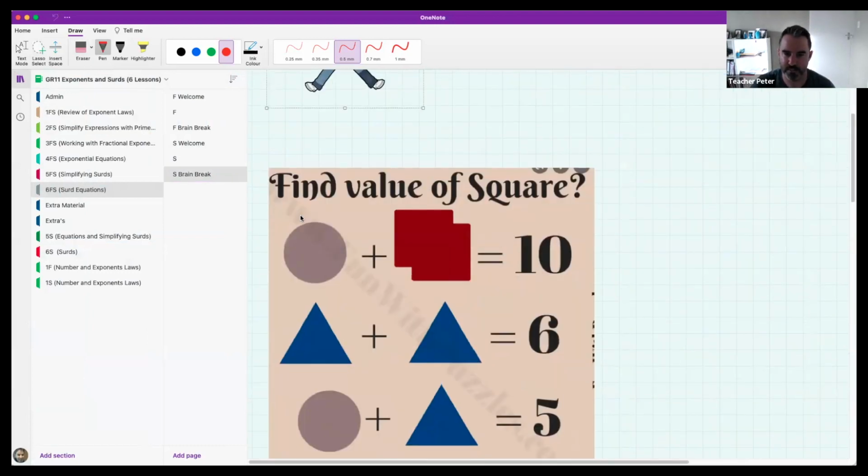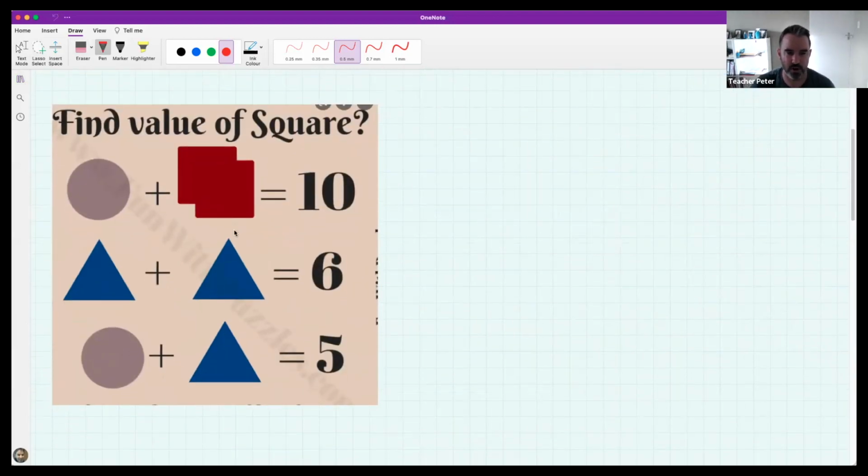And today's brain break is this. I want to know what a square, actually, you know what, I'll leave it simple, it's fine. Tell me what you get for this.